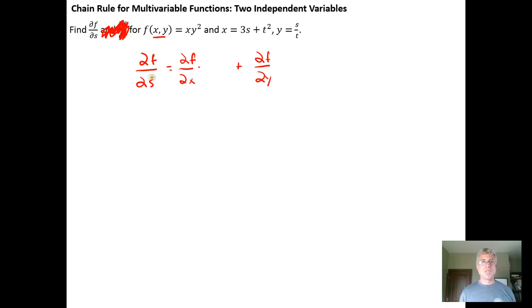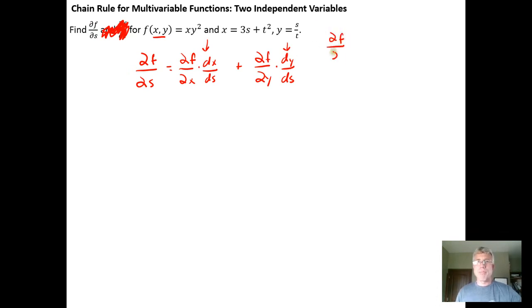But then x is changing because of s, so we need to multiply partial f partial x by dx ds. And we need to multiply partial f partial y times dy ds. And this will give us the total rate of change of f with respect to s. Right? We're adding up the change because of changes in the x direction plus the change because of changes in the y direction. So we just need to calculate the pieces.